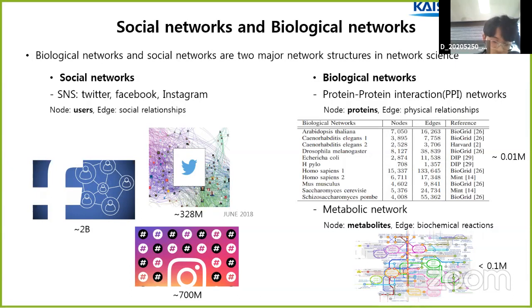So according to these examples, the first different characteristic that we can find is the size difference. And usually the size of the biological network is around 1,000 times smaller than the social network.